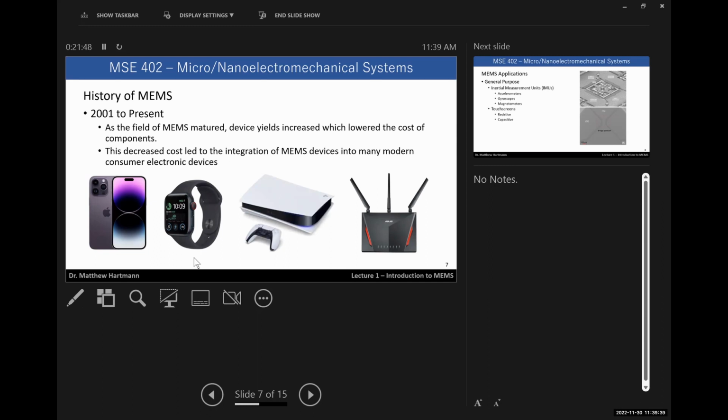Okay, we as consumers deal with MEMS constantly. Like I said earlier, there's probably between 15 to 30 MEMS in every one of our cell phones, depending on the model that we have. MEMS are in my fancy pants watch here. They're in our video game systems. They're in our Wi-Fi routers. They are all over the place. Our modern quality of life would not exist without the proliferation of MEMS systems.